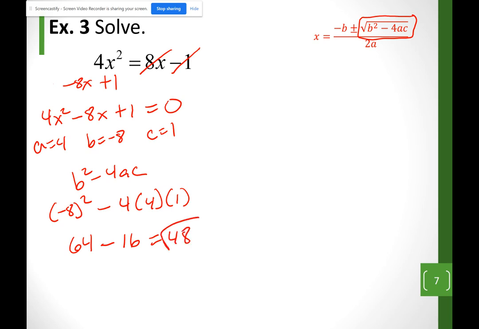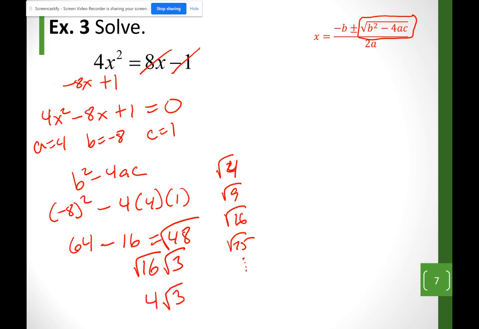Now when I do the square root of 48, unfortunately that's not a perfect square. However, I can simplify this. I'm thinking of my perfect squares: the square root of 4, the square root of 9, the square root of 16, square root of 25, on and on. I'm going to split square root of 48 as the square root of 16 times the square root of 3. I know 16 times 3 is 48. 16 is a perfect square. So this is 4 radical 3.